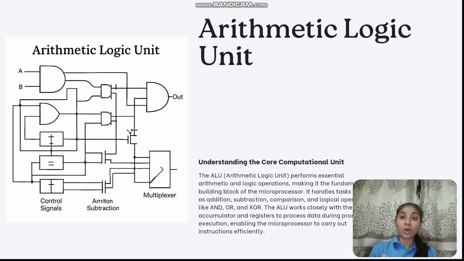Now we will be seeing what is the arithmetic logic unit. The arithmetic logic unit, or ALU, is the part of the processor where the actual calculations happen. It performs arithmetic operations such as addition, subtraction, division, and multiplication. It also performs logical operations like AND, OR, and other comparisons. Whenever the processor needs to calculate or make a logical decision, the ALU performs that task. So we can think of the ALU as the calculation center of the microprocessor.